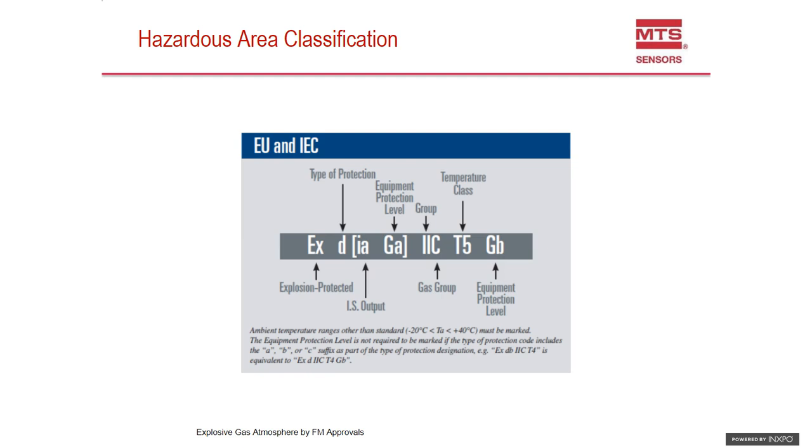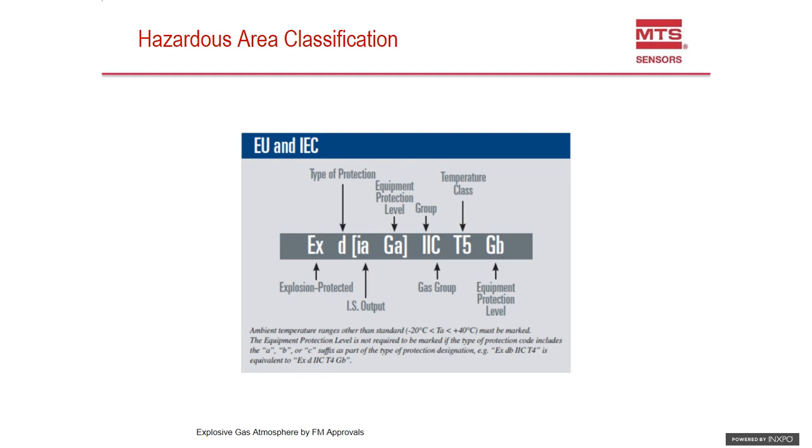So as I said earlier, the Gb lines up with the flame-proof or the d approval. And then you can see inside the brackets, you have the ia lining up with the Ga. Now for this specific approval, it's written slightly different than normal approvals. So this is saying that the instrumentation itself has a flame-proof rating, and then the brackets signify that it has an output that is intrinsically safe rated.